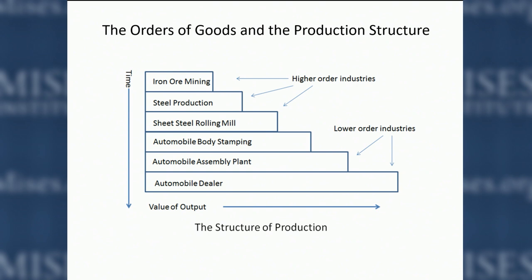So what Menger pointed out was, if we take this example, he didn't use this example, iron ore mining, when you put the iron ore mine and labors together, that causes you to have iron ore. And then when you put the iron ore together in the next highest stage, which is the steel production, with labor and other instruments, steel is produced. And then steel can be shaped in the next order. And then it can be turned into an automobile body. And then eventually the automobile is produced. Okay? So production goes from the higher orders to the lowest order until it becomes a consumer goods, which is the final good, according to Menger.